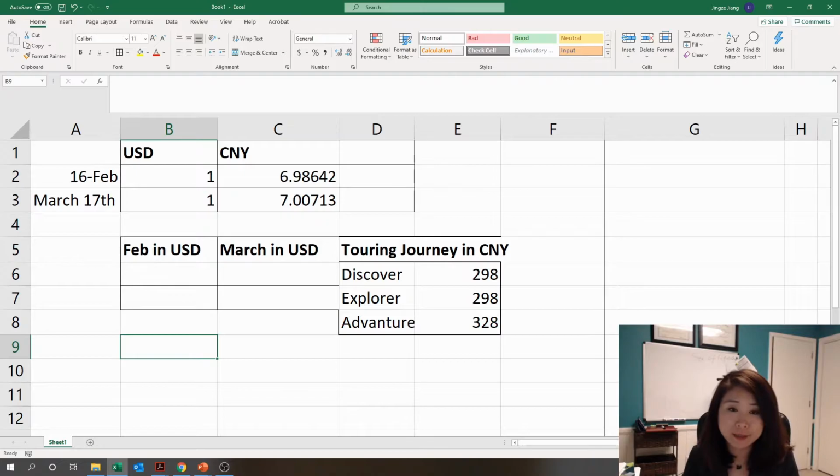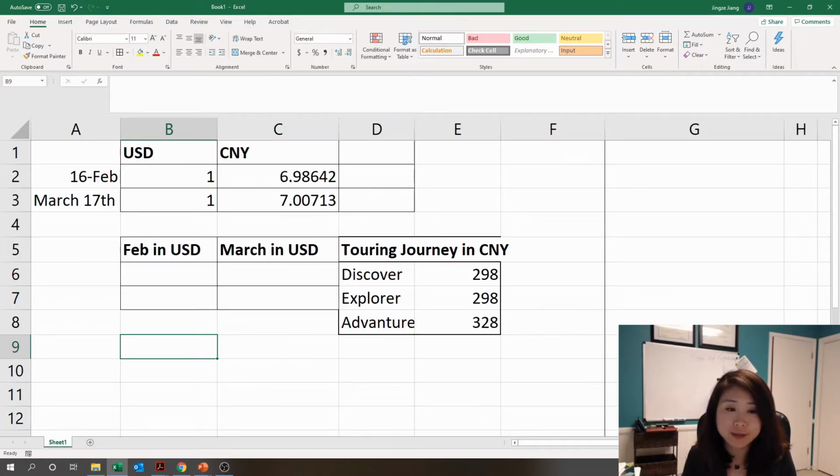On February 16, 2020, $1 equals 6.98642 yuan. Moving on to March 17th, 2020, $1 equals 7.00713 yuan. So first of all, has the US dollar appreciated or depreciated? Yes, the US dollar appreciated because $1 will be able to receive more Chinese yuan. That means the US dollar gets relatively more valuable than the Chinese yuan.